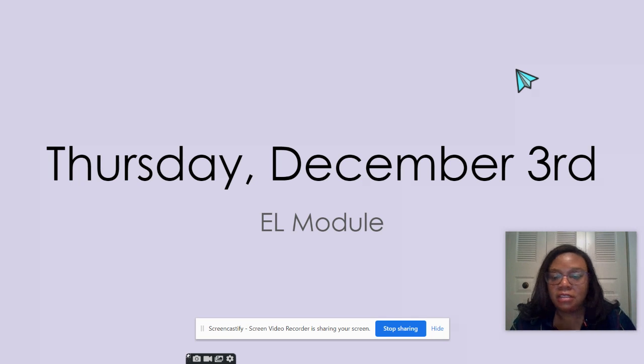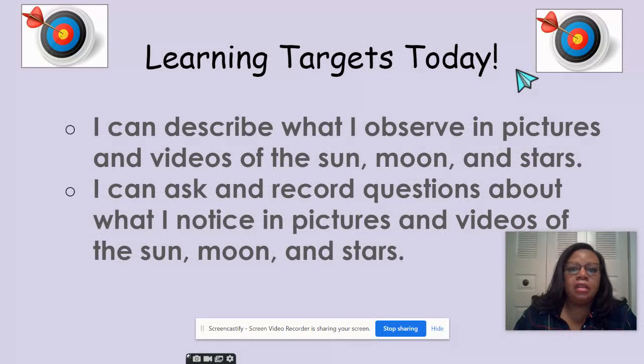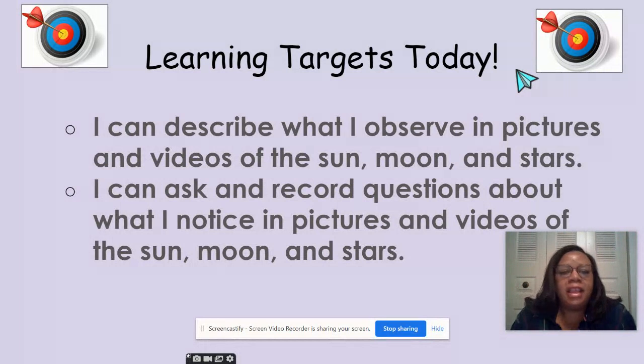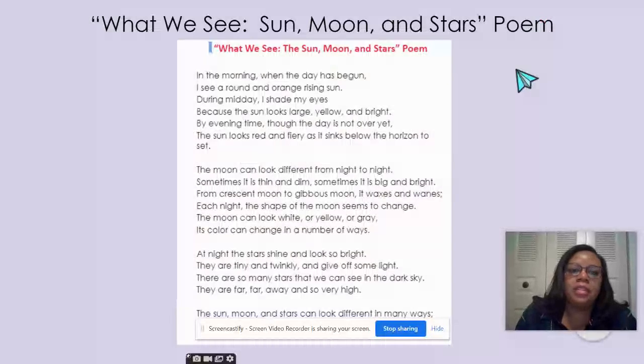So our lesson for today, Thursday, December 3rd, was about learning targets. Pull your bow and arrow back and shoot for the target. I can describe what I observe in pictures and videos of the sun, moon, and stars. I can ask and record questions about what I notice in pictures and videos of the sun, moon, and stars.